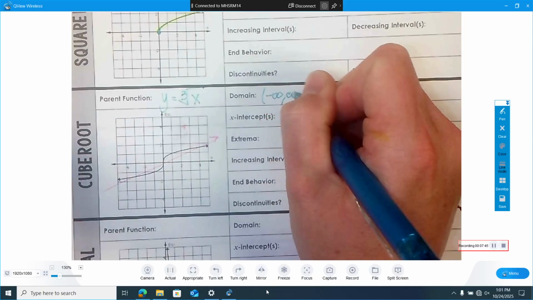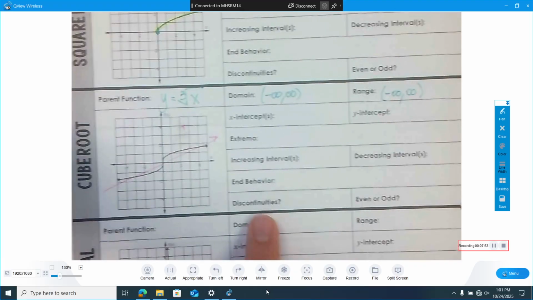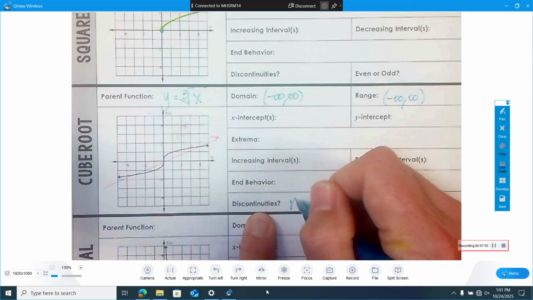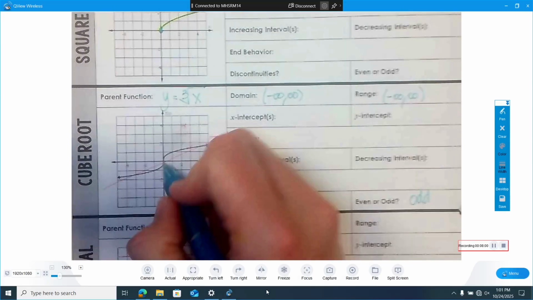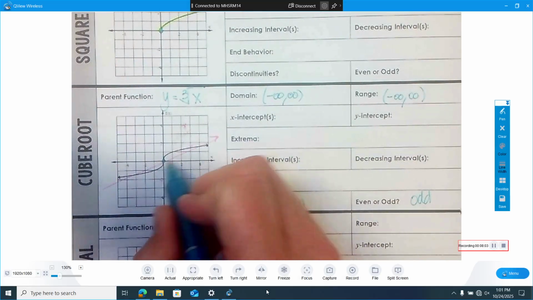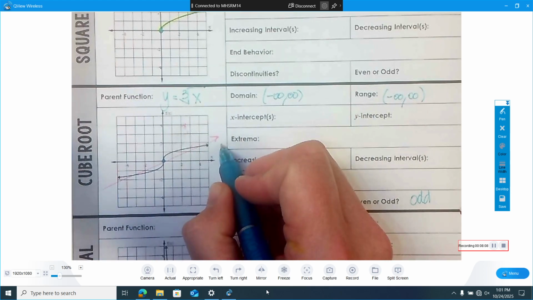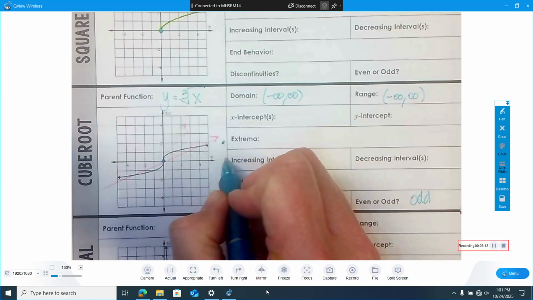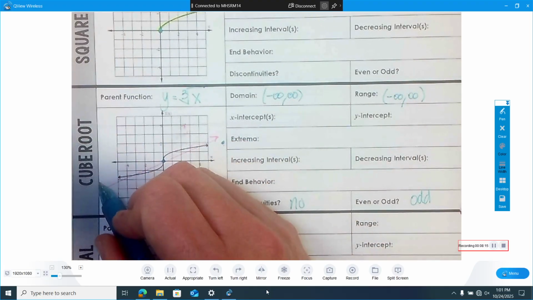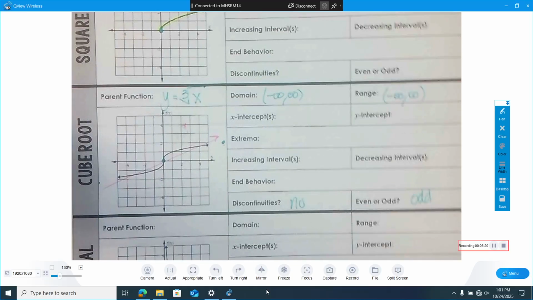Negative infinity to positive infinity. The range? Same. Negative infinity to positive infinity. Good. Any discontinuities? No. Is it even or odd? Odd. Very good. It is odd. You can imagine, they don't have the point here, but the point (8, 2) is on the curve. So the point (8, 2) is on the curve, and it is also (-8, -2). So that's a nice thing to know.